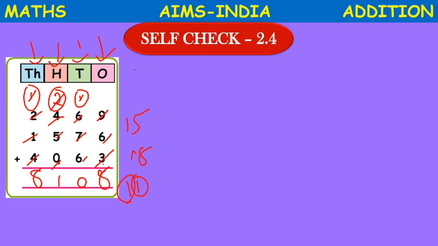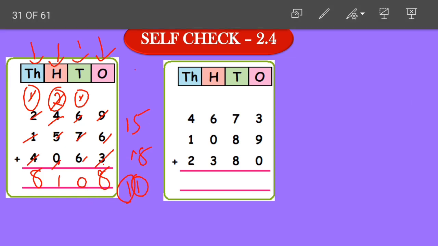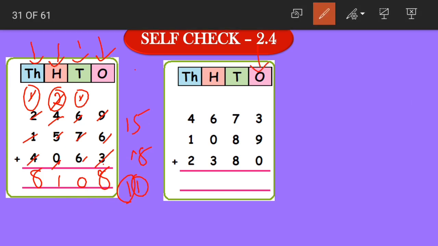Yes children? Yes, so the answer is 8108. Moving on to the next question. In the ones place we have 3 plus 9 plus 0. 3 plus 9 becomes 12 and 12 plus 0 becomes what children? Any number added to 0 gives the number itself. So 12 plus 0 is equal to 12. The digit in ones place is written here and the digit in tens place is carried.